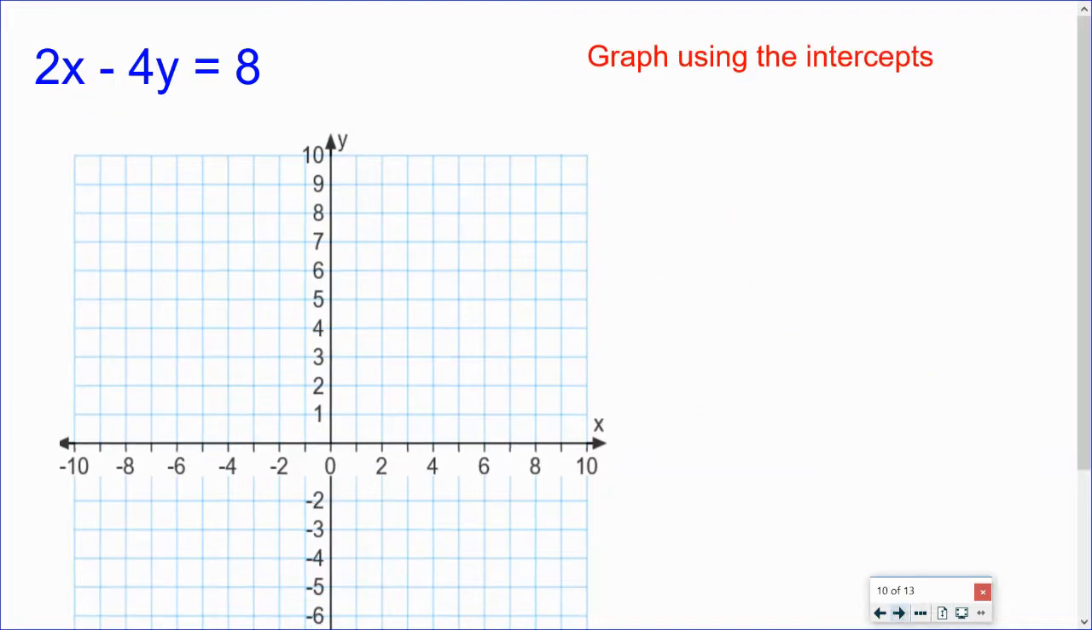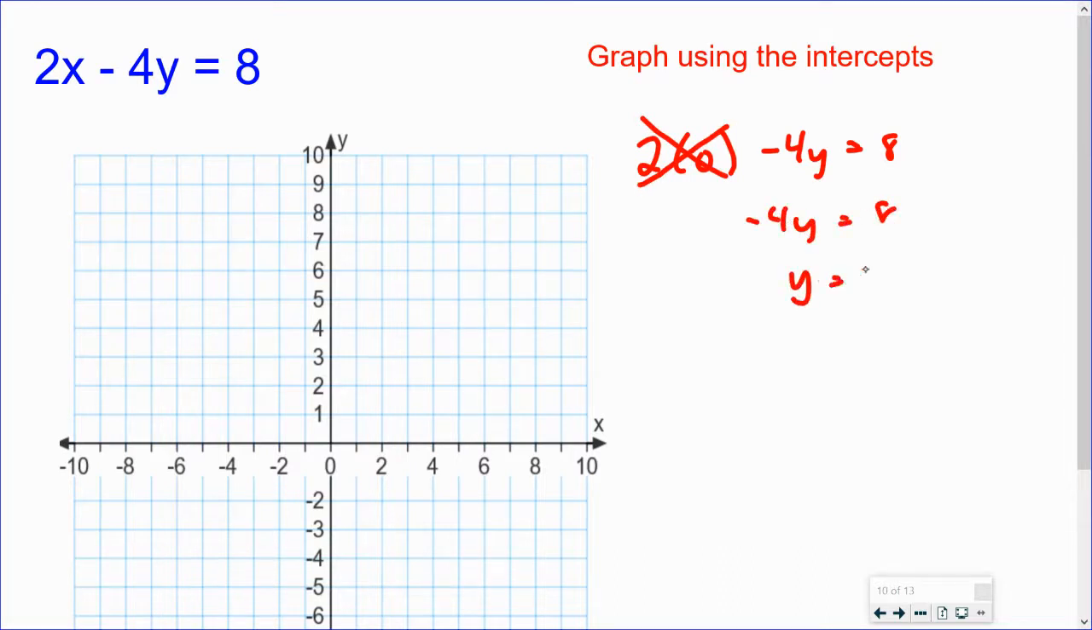Now, in this particular problem, it says graph this using intercepts. This is exactly how I would do it. All right, so the first one, I put a 0 in for the x. This goes away. Negative 4y is equal to 8. Y is equal to negative 2. Okay, so here's my x coordinate, which was already 0. My y coordinate is negative 2. So I plot that over 0, down 2 per dot.